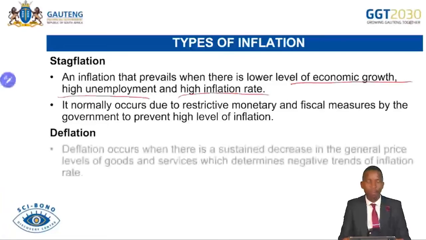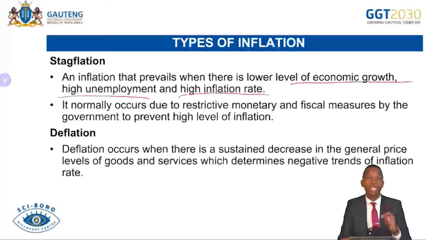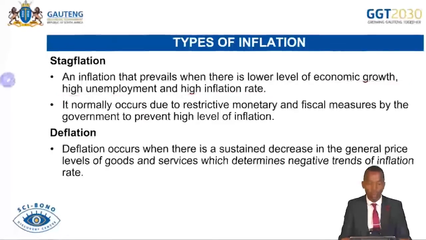The deflation. This refers to the significant decrease in the general price level. So deflation occurs when there is a sustained decrease in general price levels of goods and services, which determines negative trends of inflation, meaning inflation is declining. Then we say it's a deflation.